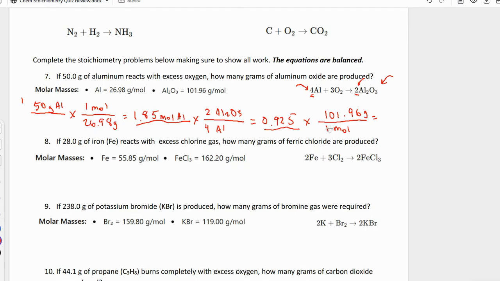The bottom is 1, so that is not really going to matter. So let's go ahead and see what we get here. Oh, there we go. Get my pen working. So 0.925 times 101.96 equals 94.313. Barely had enough room. 94.313 grams. Now I could divide that by 1, but 94.313 divided by 1 is still 94.313 grams. All right, so that's a long way to do it.